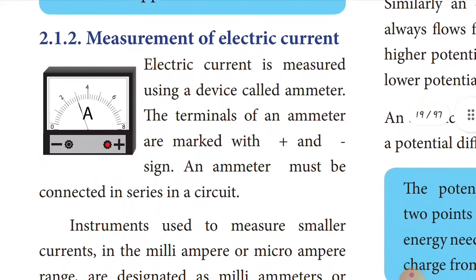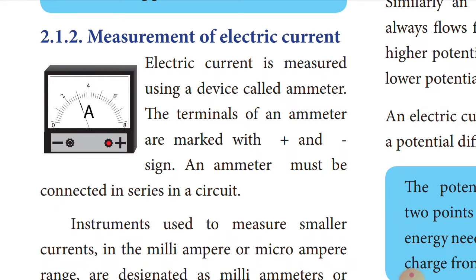It's a very important topic, measurement of electric current. Here we are using the ammeter. We use the ammeter only to measure the electric current. It has two terminals. See the red block, that is the positive terminal, and see the black block, that is called the negative terminal.